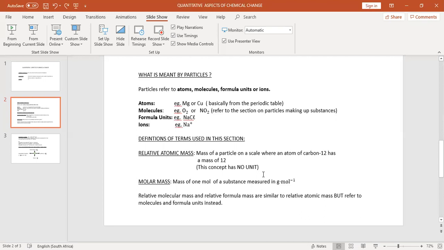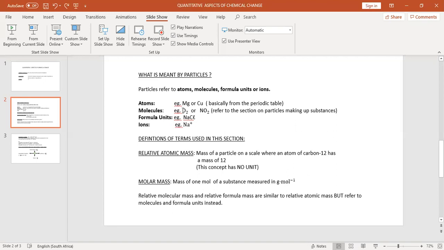And there's no unit. Whenever I use the word relative, we don't have a unit. So if I go to the periodic table and I look for magnesium, I'll see it's got a mass of 24. So that's its relative atomic mass. Copper, I think, is 63,5. N for nitrogen is 14. So if you look at your periodic table, you'll know what I'm talking about.